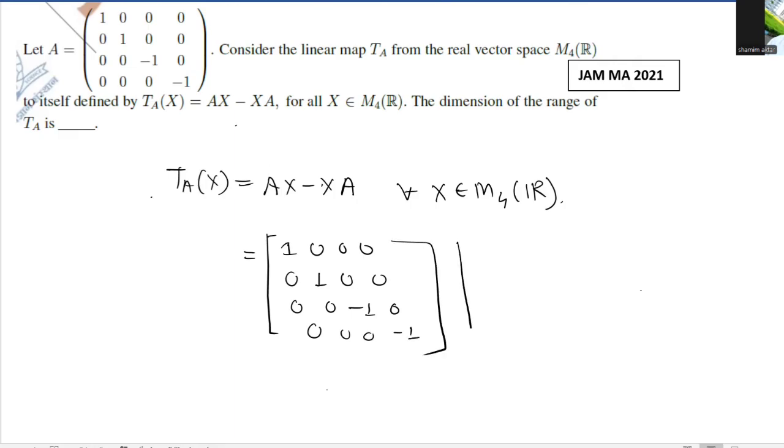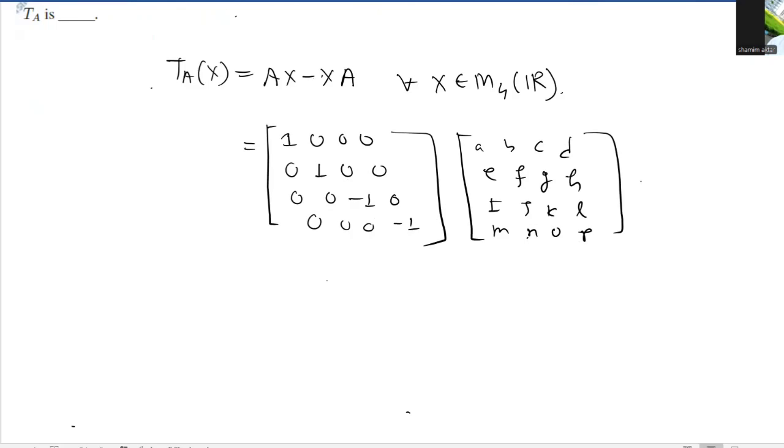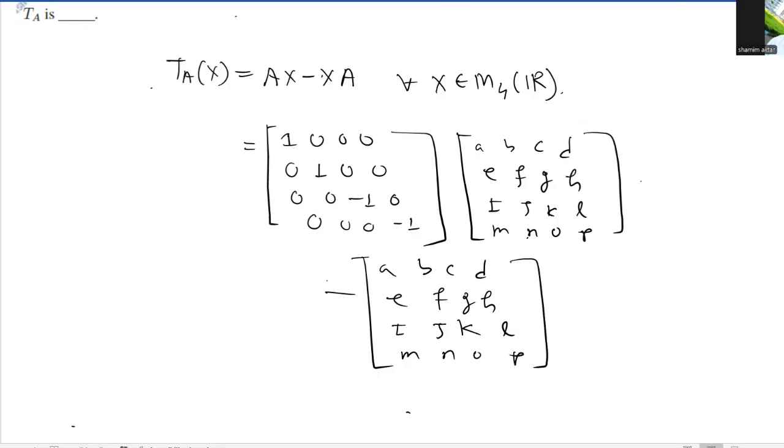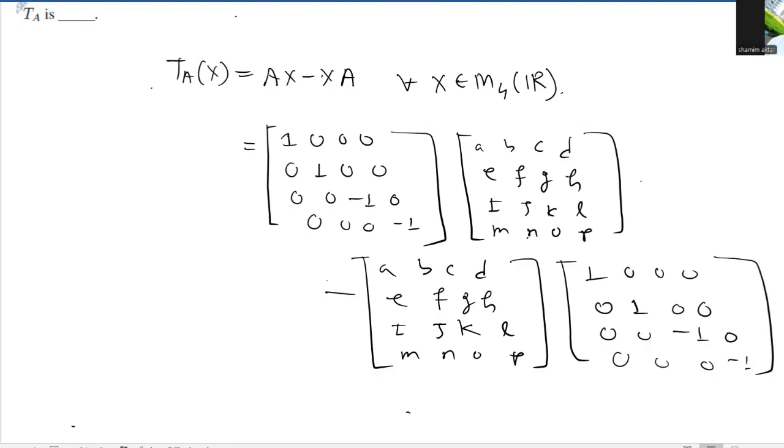Suppose X is in general the matrix with entries A B C D, E F G H, I J K L, M N O P. Then we compute AX minus XA, where A is the matrix with rows 1 0 0 0, 0 1 0 0, 0 0 minus 1 0, 0 0 0 minus 1. First we do the matrix product.